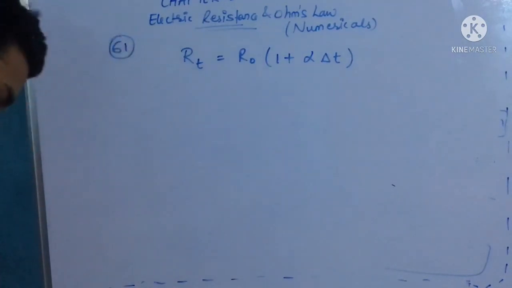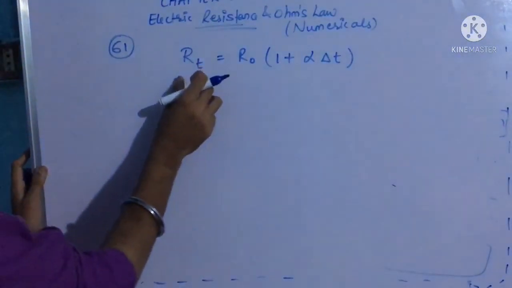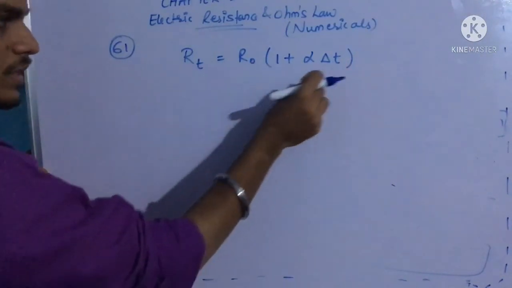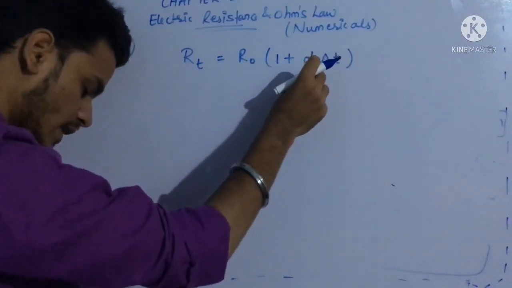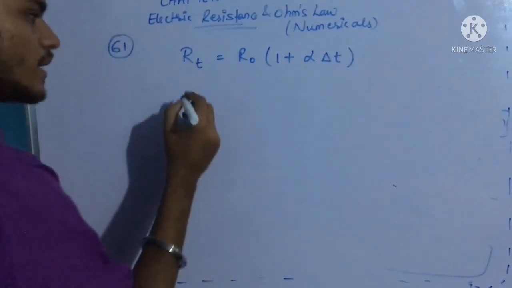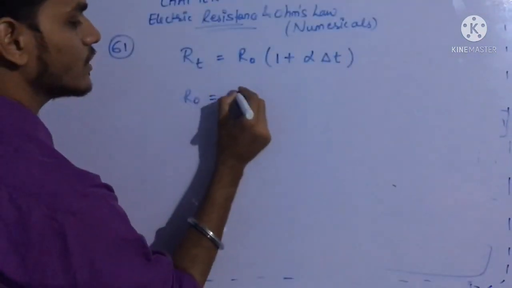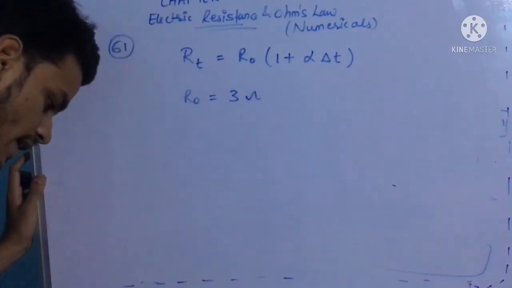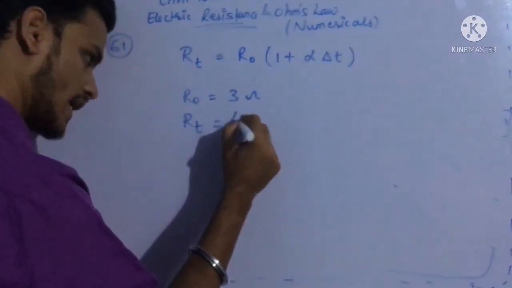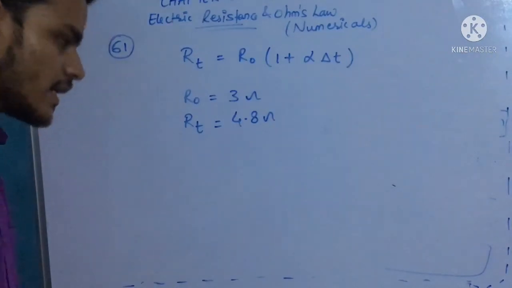Now what are all the things we know? This RT is the resistance at some temperature T. This R0 is the resistance at temperature T equal to 0. This alpha is the temperature coefficient and this delta T is the change in temperature. So according to question 61, a resistance of 3 ohm at 0 degree Celsius, meaning R0 is given as 3 ohm, and a resistance of 4.8 ohm is given at 150 degrees Celsius, that is RT is given. Now we have to find the temperature coefficient.